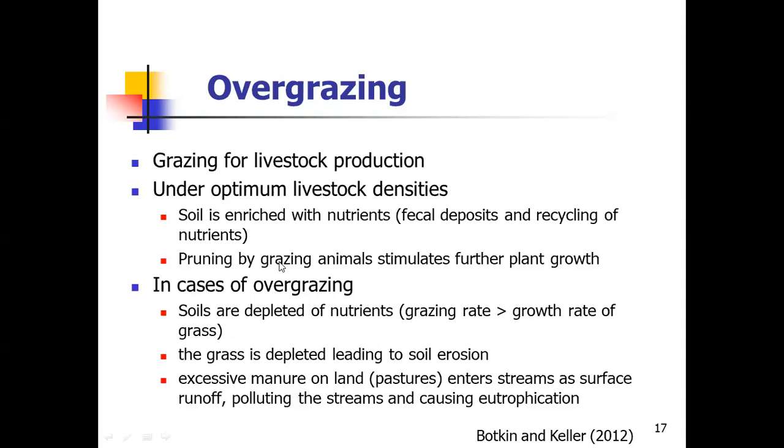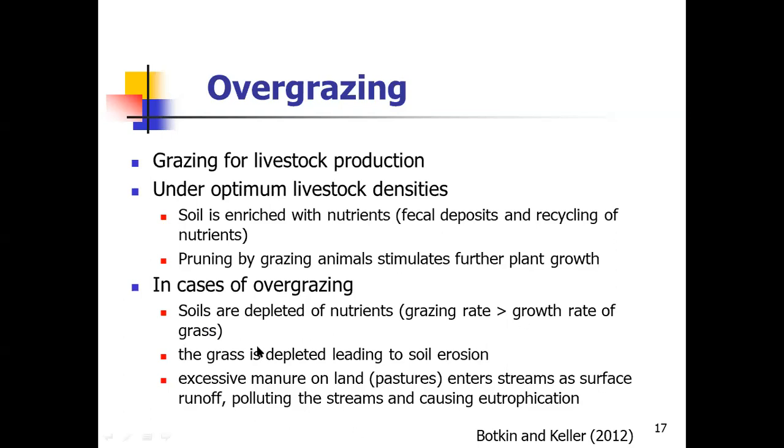Pruning happens naturally because of the grazing animal, and it actually stimulates further plant growth. So as long as you are at optimal or suboptimal livestock densities, it's good for the land. At one particular point, if you continue to increase the number of livestock feeding on a particular unit area of land, what will happen is that if the grazing rate is greater than the rate of growth of grass, the soil is being depleted of nutrients, right?